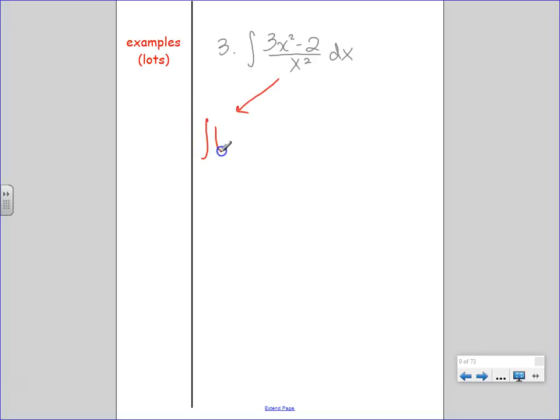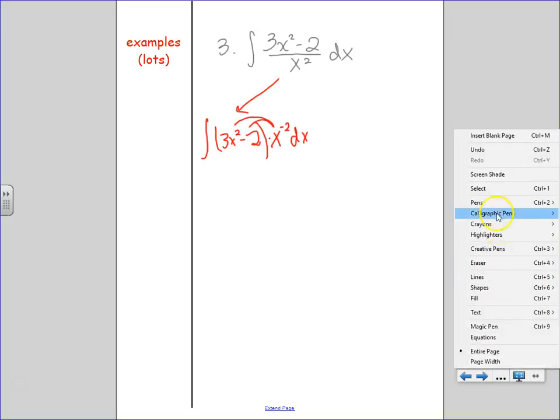We could see this as 3x squared minus 2, all times x to the negative 2. Do you guys see where Katrina got that? This is in the denominator. We can make it x to the negative 2, and that's what brings it up. And what are we going to do? Distribute. But what's another way that we could have done this?